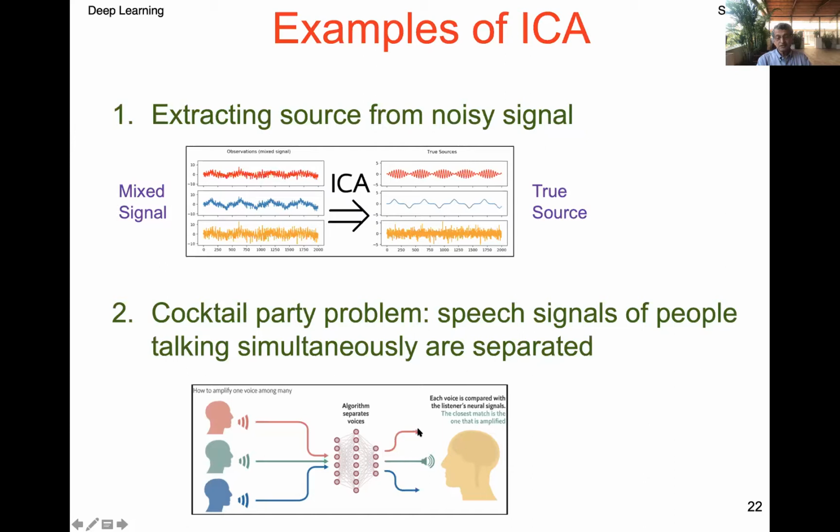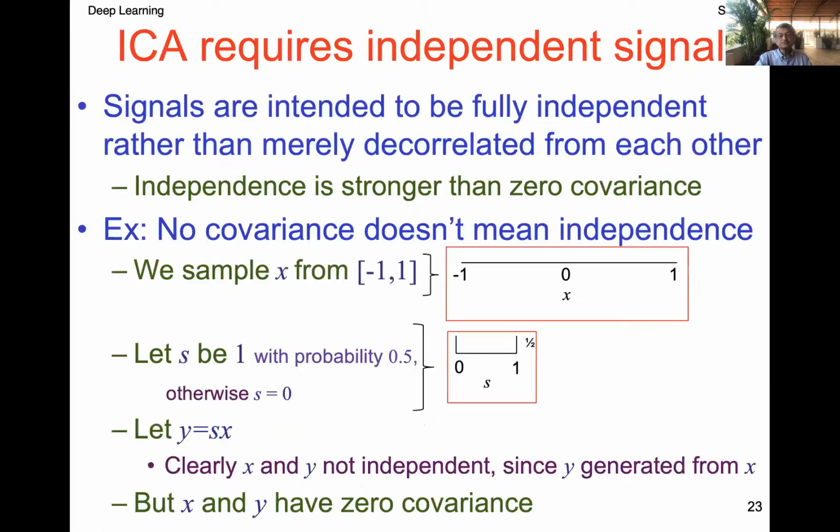Each voice is compared with the listener's neural signals. The closest match is the one that is amplified. I suppose the listener here is choosing one over the other, saying I want this or that. And that's what's being produced. An interesting problem of separating out signals.